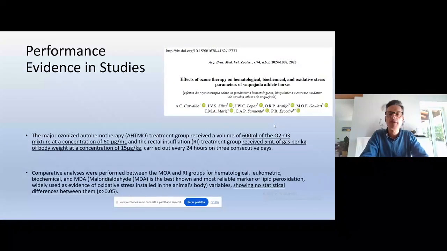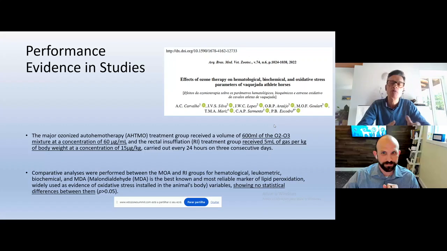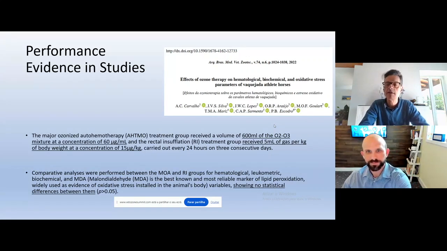When this study came out, I was very, very happy because finally something compared different approaches of systemic therapies. And this study compares autohematotherapy with rectal insufflation. I'm going to have a critical analysis over this study, and 600 milliliters of blood was collected from each horse.